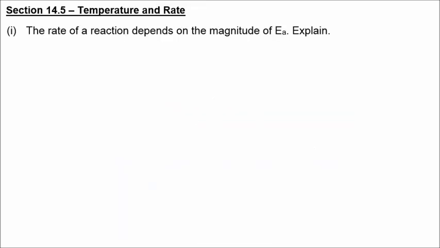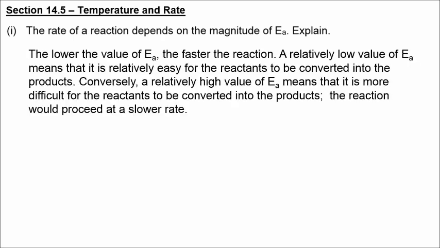The rate of a reaction depends on the magnitude of the activation energy. The lower the value of the activation energy, the faster the reaction will be. So a relatively low value of activation energy means it's relatively easy for the reactants to be converted into products. But a high value of activation energy means a slow reaction. It's more difficult for the reactants to become products.